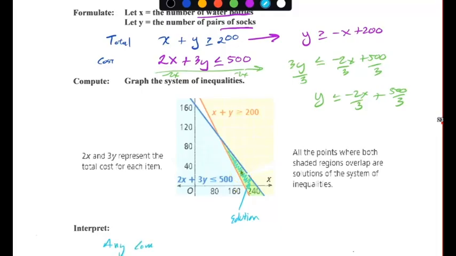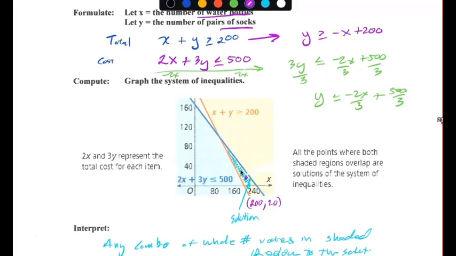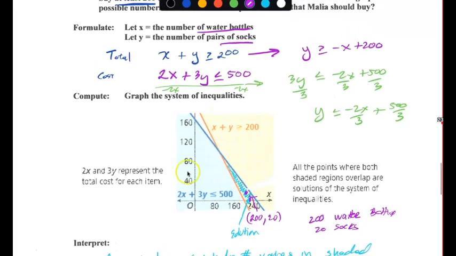Any combination, gotta make sure of whole numbers, you can't buy half a sock. Any combination of whole number values in the shaded region is a solution. For one example, if I pick a point, let's say like that right there, that looks like it might be 200 and let's say 20, like that point right there. That means we have 200 water bottles and 20 socks. That works. But that's not the only solution. I could do the one right here. It looks like if I buy 0 socks and then buy all water bottles, or a point over there where I buy 40 socks and less water bottles. Anything in this little area here is a solution. And that's how it works with inequalities. And that's the lesson.